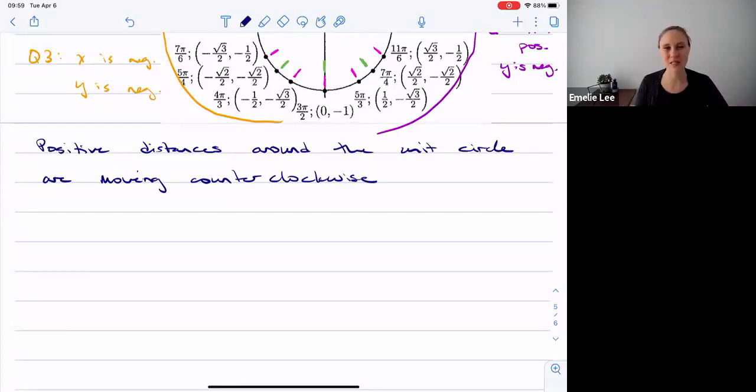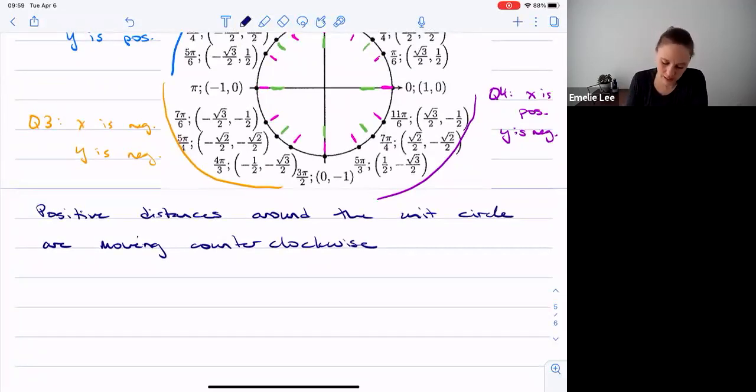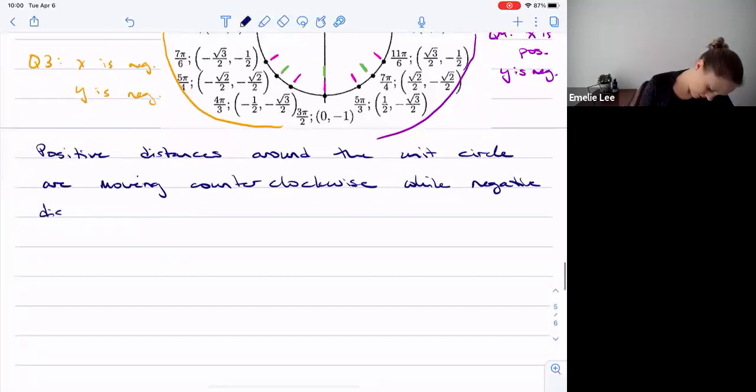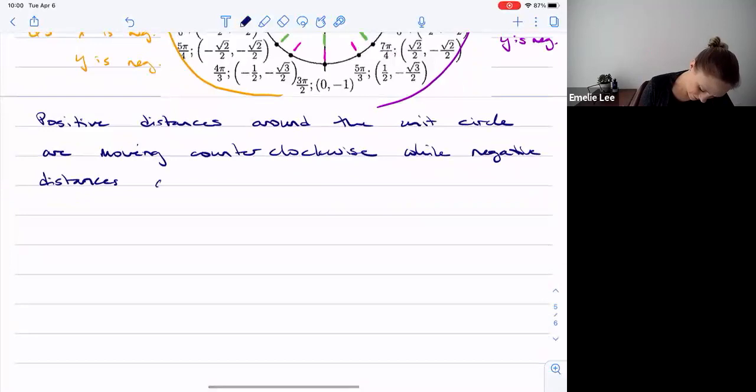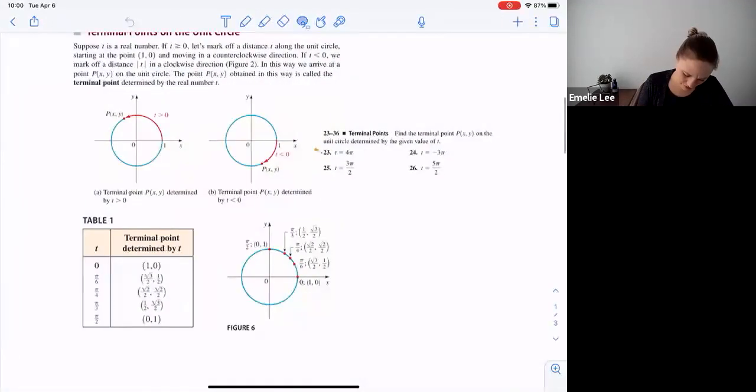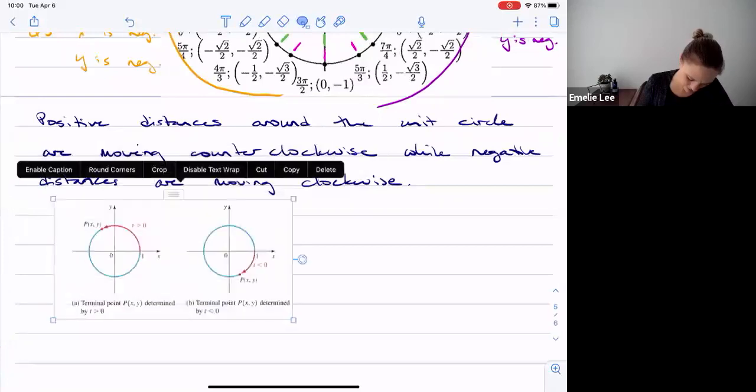Okay. While negative distances, so if I tell you a negative distance of pi over 6, what that means is that you're moving clockwise a distance of pi over 6, which would put you at the same point as 11 pi over 6 if it was positive, right? Notice that we can get to the same point moving clockwise or counterclockwise, right? So negative distances are moving clockwise. Okay. So got this little visual.